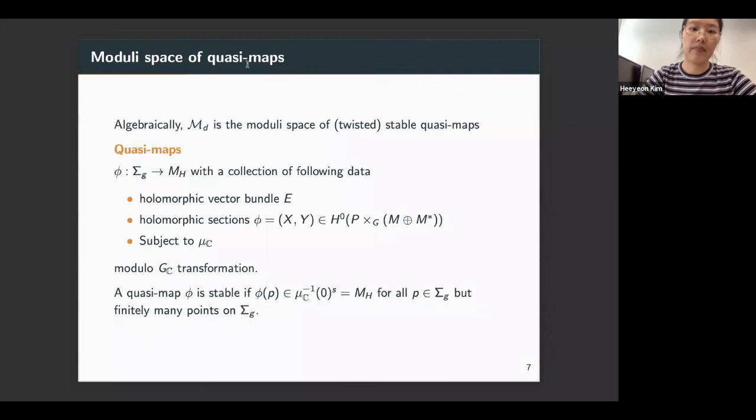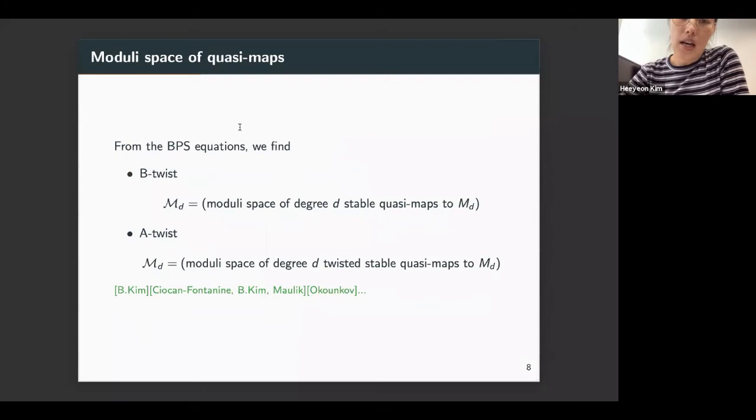From the BPS equation, we can check that for the B twist, this moduli space can be identified as a moduli space of degree D stable quasi-maps to the Higgs branch. This is actually MH, not MD, the Higgs branch MH. And for the A twist, we can say that the moduli space can be identified as a space of degree D twisted stable quasi-maps to MH, which has been studied by this paper in the context of the quantum K theories there.